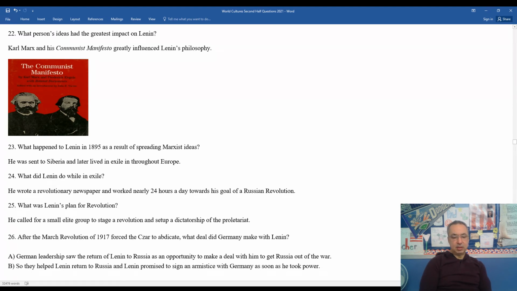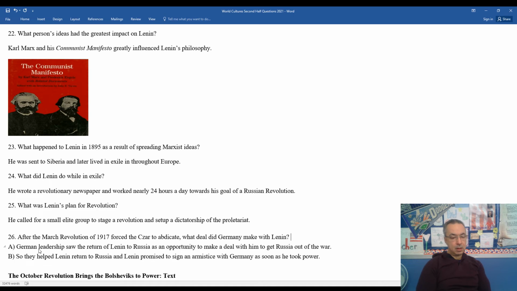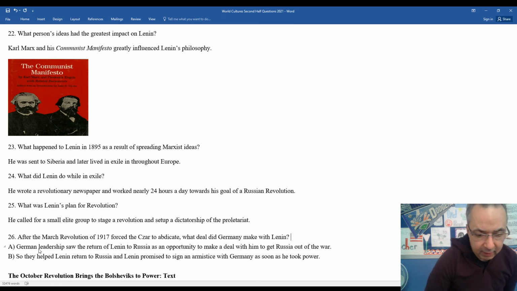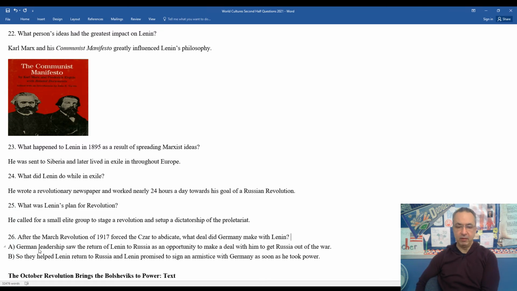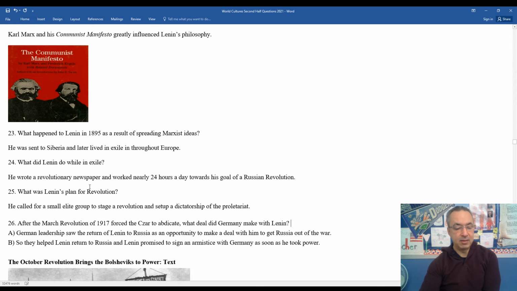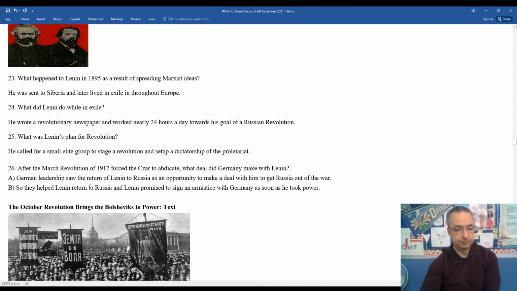26, after the March Revolution in 1917 forced the Tsar to abdicate, what deal behind the scenes did Lenin make with Germany? German leadership saw the return of Lenin to Russia as an opportunity to make a deal with him to get Russia out of the war and close out the Eastern Front for good. So they helped Lenin return to Russia, and Lenin promised to sign an armistice, or an agreement to stop fighting with Germany as soon as he took power. So Lenin basically had the backing of Germany.